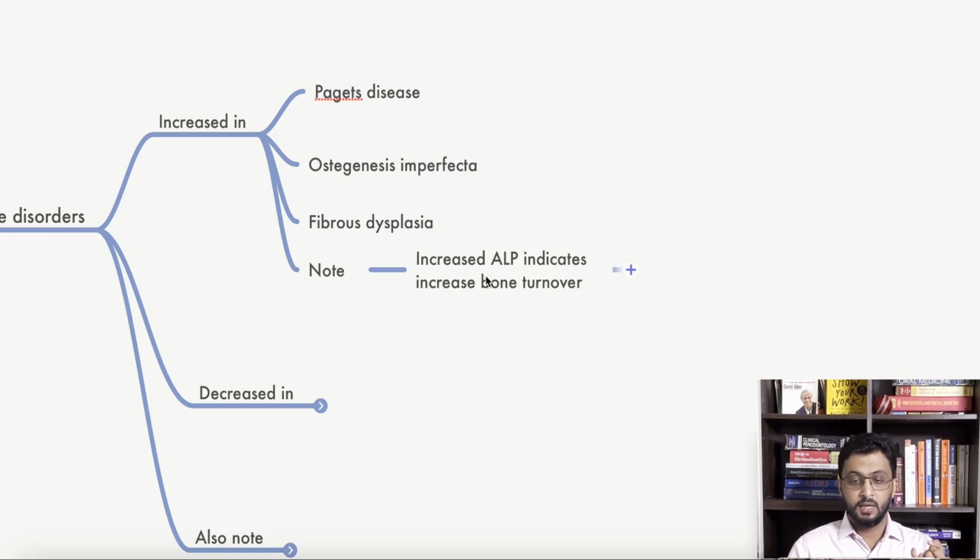Now, yes, increased ALP indicates increased bone turnover. You know this again in Paget's disease and all these diseases, you have increased bone turnover. That is more alkaline phosphatase. It means you have to take the phosphate from the bone and put it into the diseased area. Basically, that is what is happening here, isn't it?